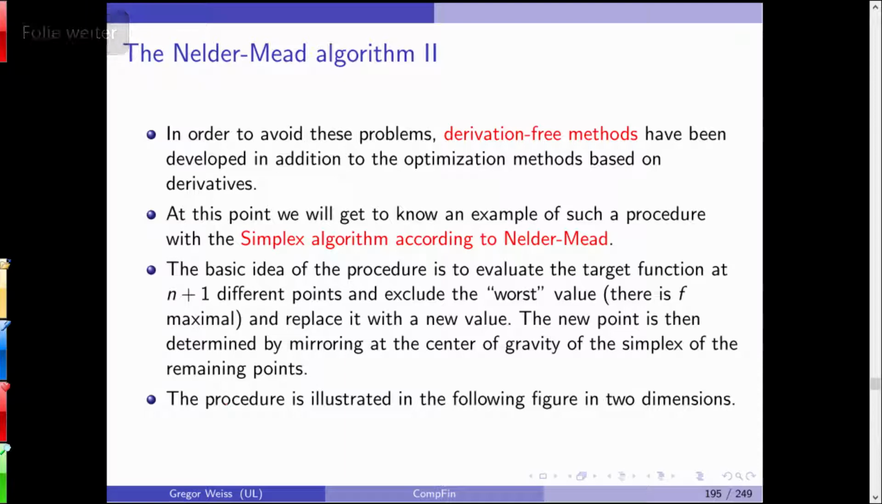Okay. Now, this is the Simplex Algorithm by Nelder-Mead. Basic idea is you take n+1 values of the target function, you exclude the worst one, and replace it with a new one. And the new point is determined by mirroring at the center of gravity of the simplex of the remaining points. So what does it mean? Simplex is another word for a complex polyeder. It's also why the simplex algorithm in linear programming is called simplex algorithm. You take the simplex of the remaining points, you calculate the point of gravity, Schwerpunkt, and then you mirror it. And you try to find a point that is exactly across the simplex and across the point of gravity.